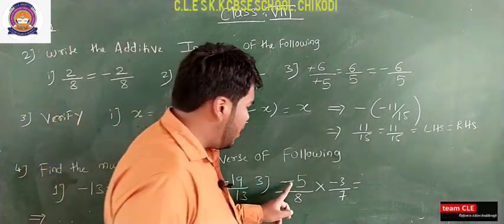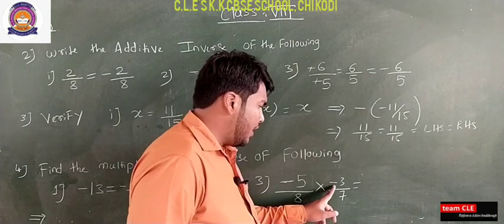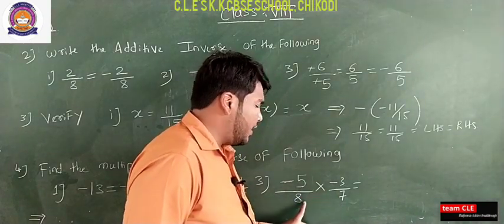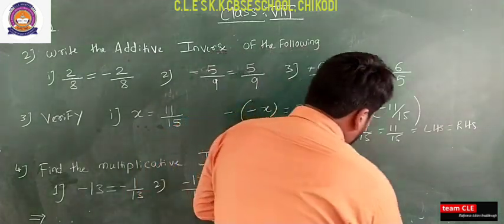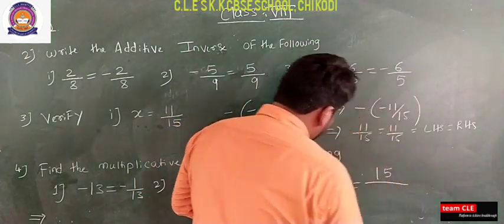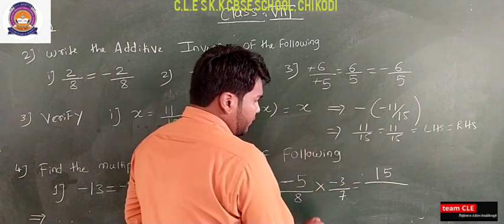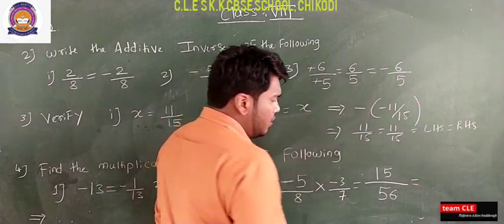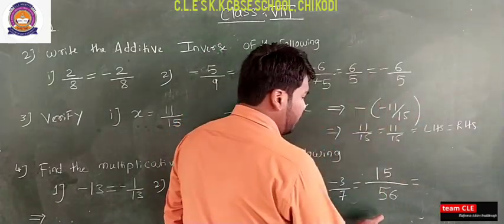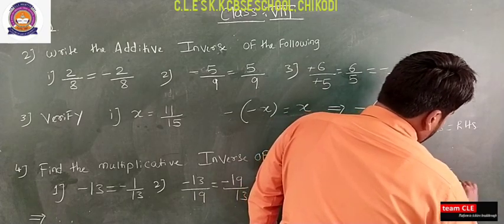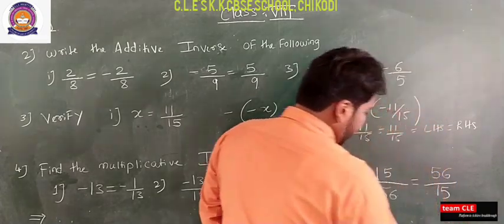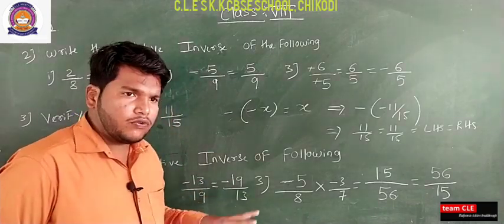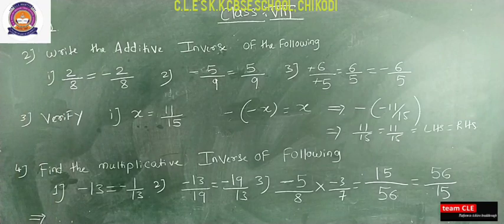Now comes one more: minus 5 by 8 into minus 3 by 7. Here just multiply the numerator with the numerator and the denominator with the denominator. That is 5 threes are 15. Minus into minus is plus, and 8 sevens are 56. Now we have to write it in reverse form. So the multiplicative inverse of 15 by 56 is 56 by 15. Some more examples of multiplicative inverse are there, which you have to solve by yourself, and send to me on my WhatsApp number.